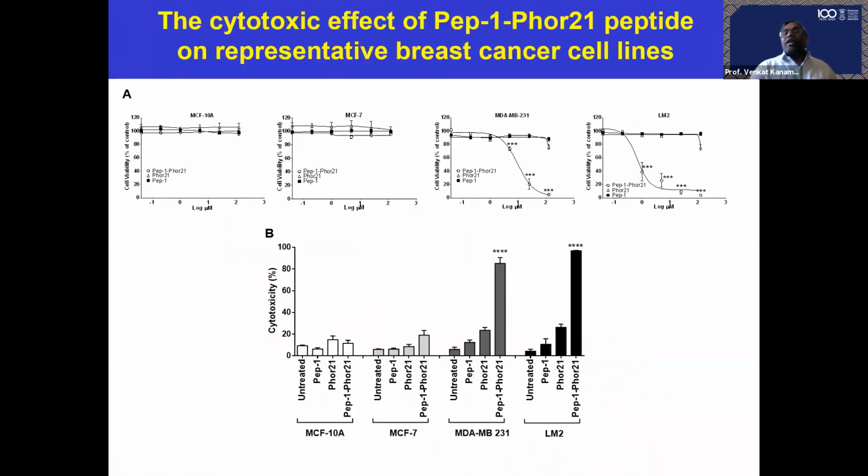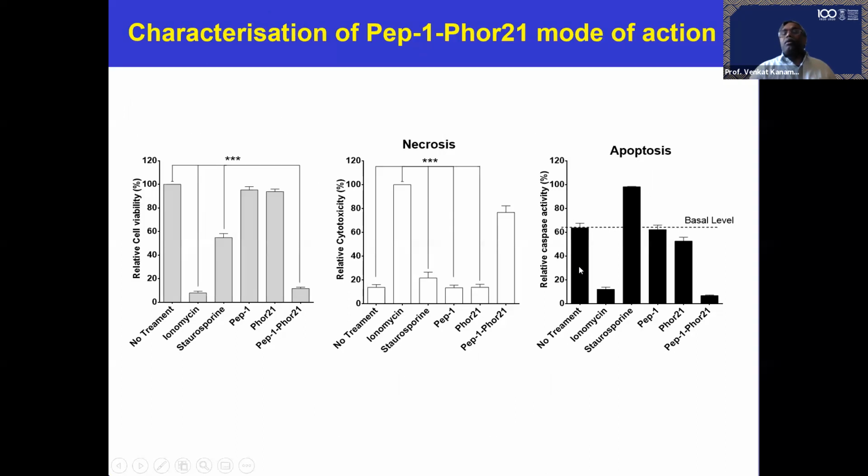So we looked into cell lines. Again, you can see here, these are IL-13 positives. You see more cytotoxicity in those cells, and it's mainly through necrosis.